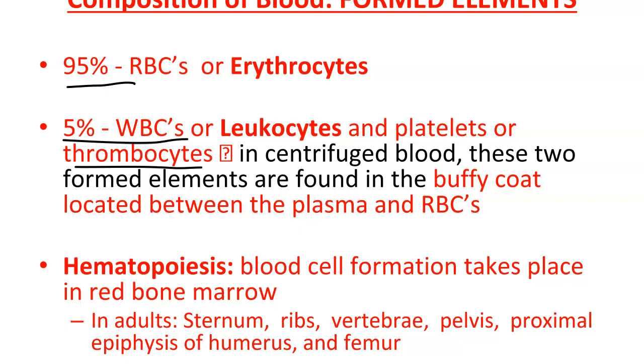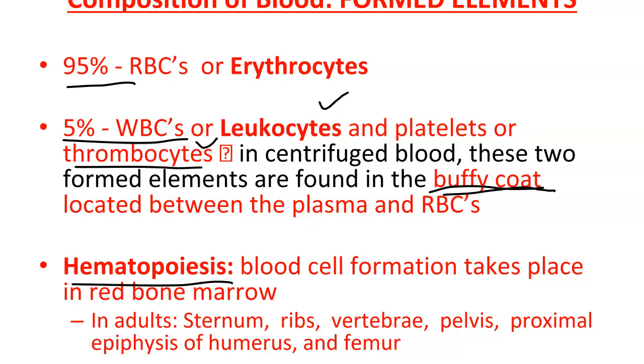Leukocytes and thrombocytes are found in the buffy coat, which is the whitish layer that appears between plasma and red blood cells when blood is spun. So you should know what are leukocytes and thrombocytes and where they can be seen when blood is spun. You should know erythrocytes is another term for red blood cells, and they represent 95% of formed elements in blood.